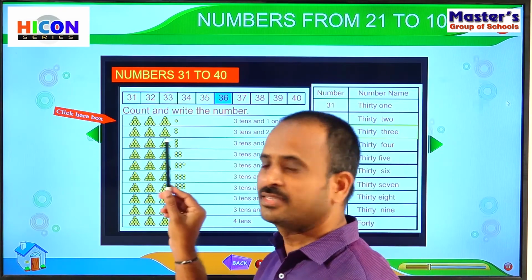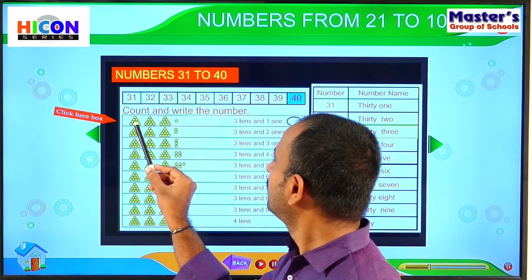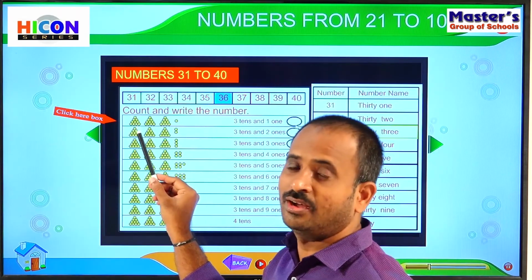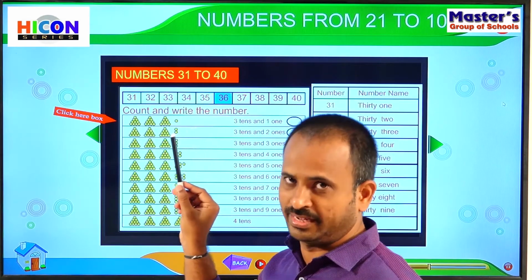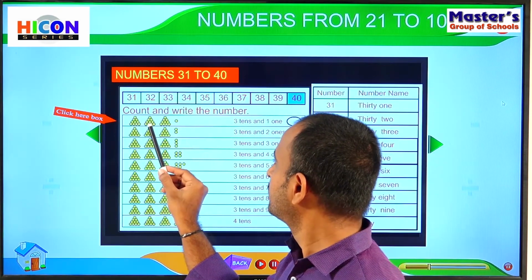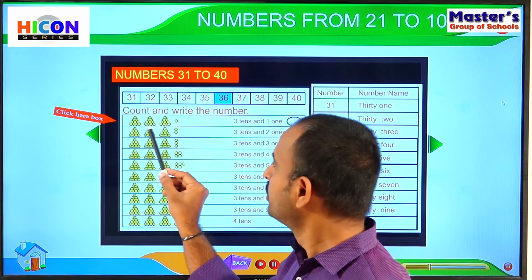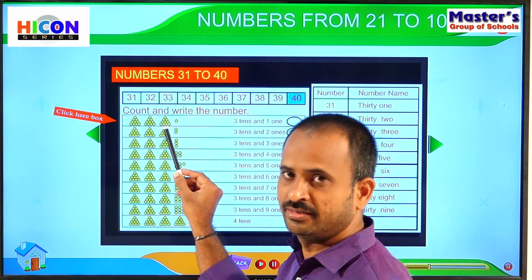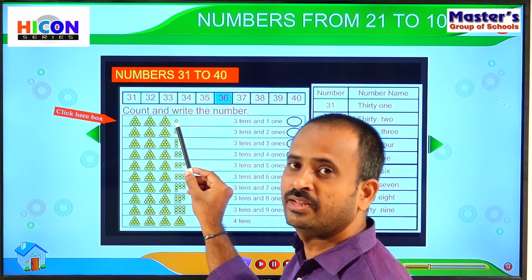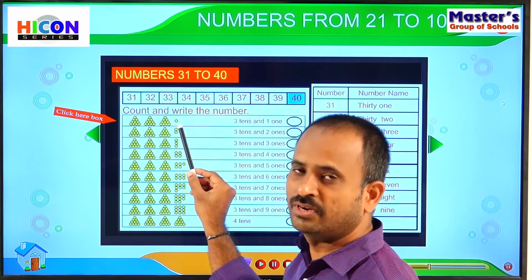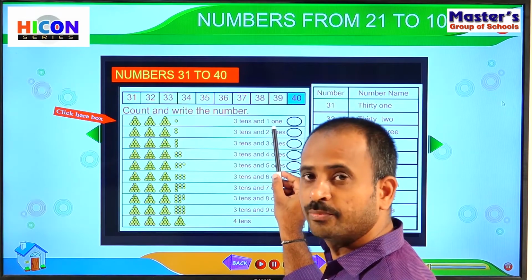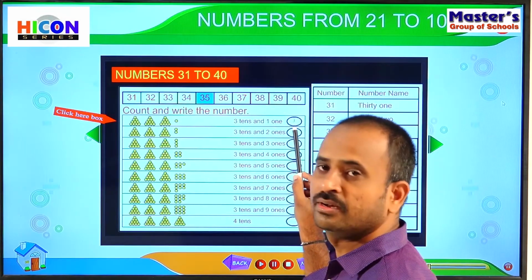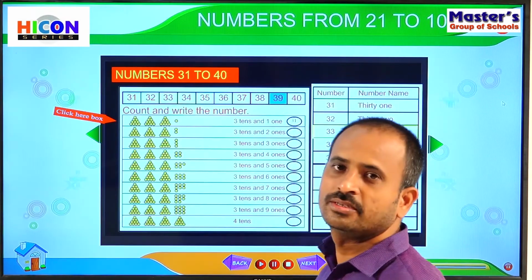How many tens are there? Each group represents 1 ten. Already we have learned this in the previous lesson. So this is the first 10, second 10, third 10. So total there are 3 tens. And how many ones are there? A single one is there, that is 1 one. So 3 tens and 1 one together make 31. So write 31 in this circle.